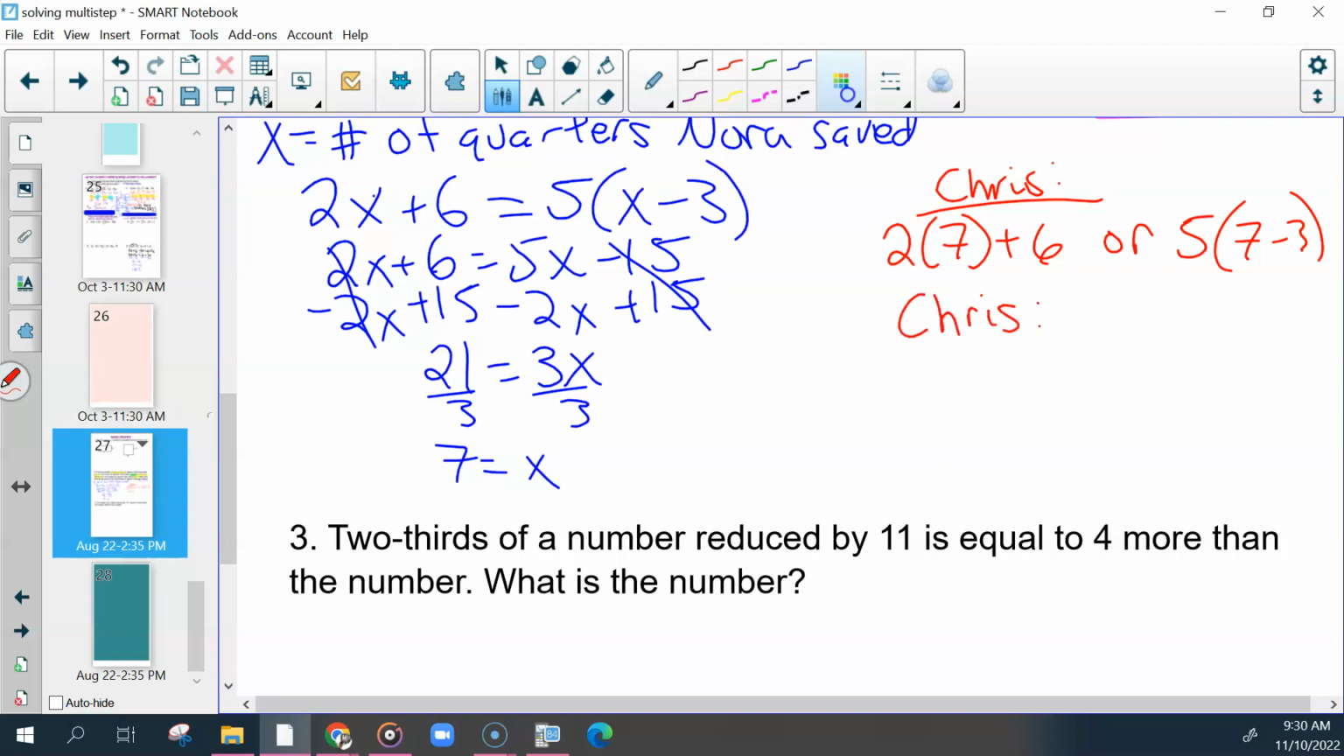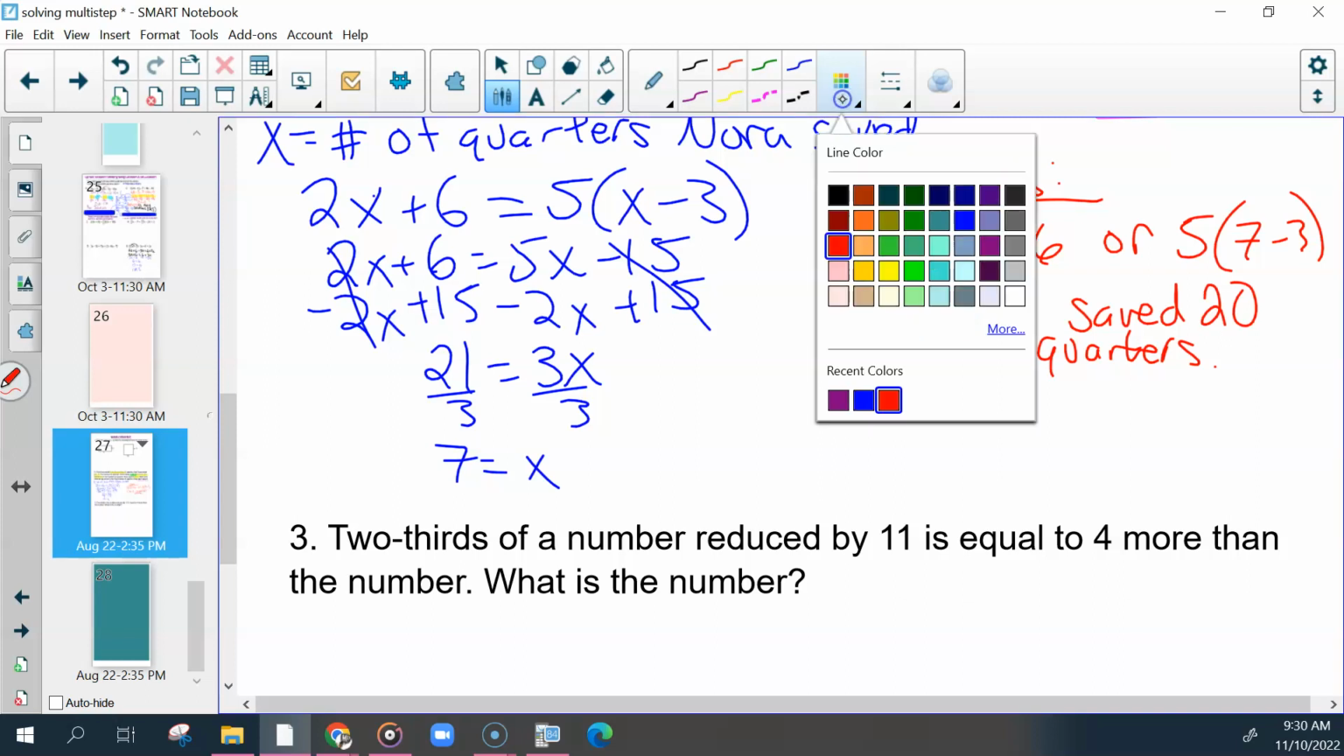You can say, Chris saved 20 quarters. And Nora saved 7.